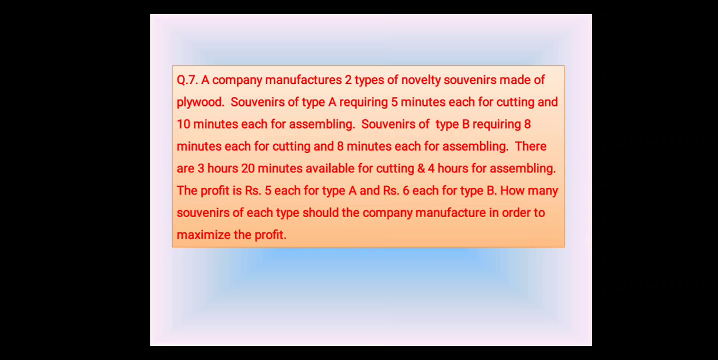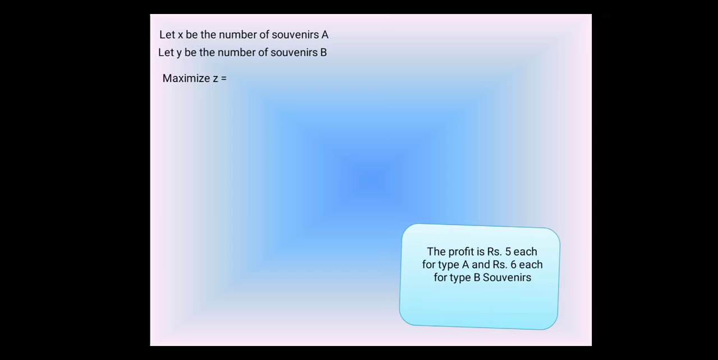That is, our objective is to find the maximum profit for the company. Let us see how to construct a linear objective function. Consider, let x be the number of souvenirs A and let y be the number of souvenirs B that are going to be manufactured. They have given the profits on type A and type B as rupees 5 and rupees 6 respectively. Therefore, our objective function is to maximize z = 5x + 6y.